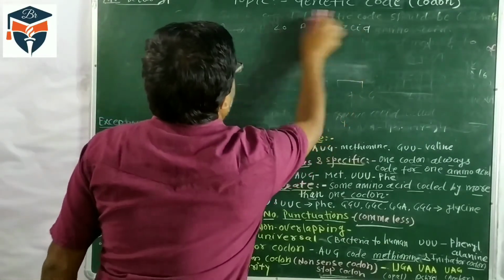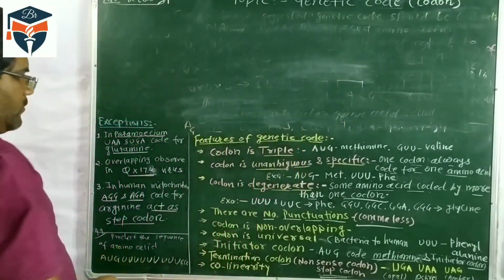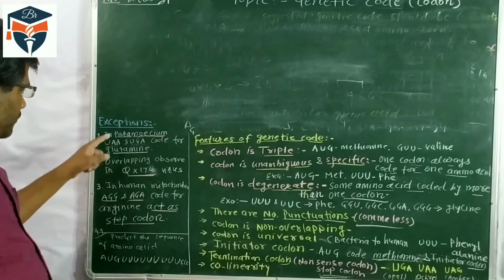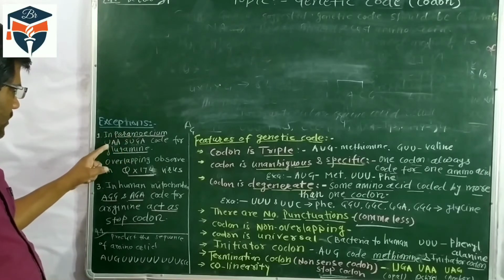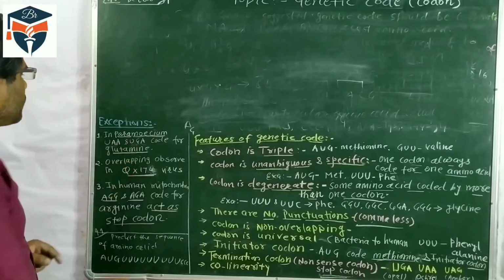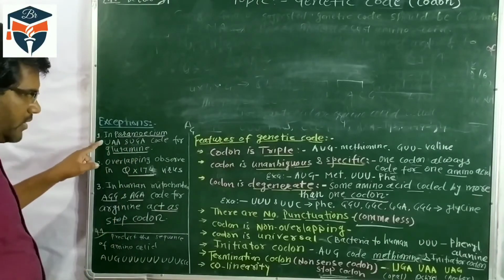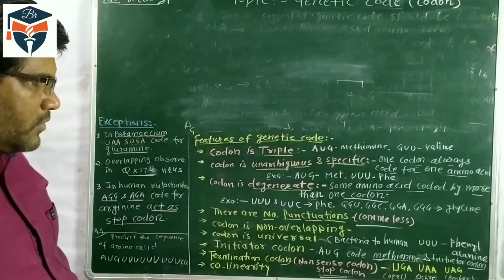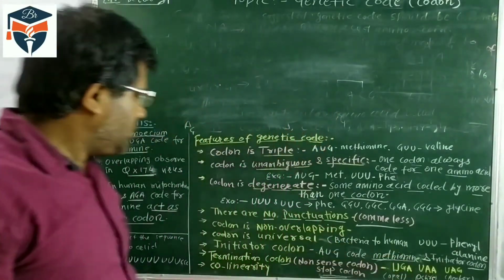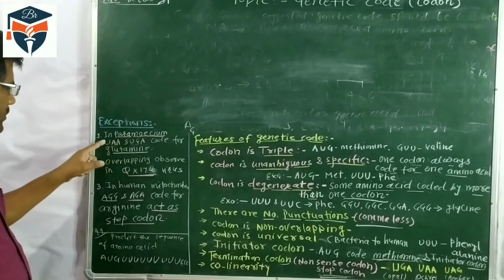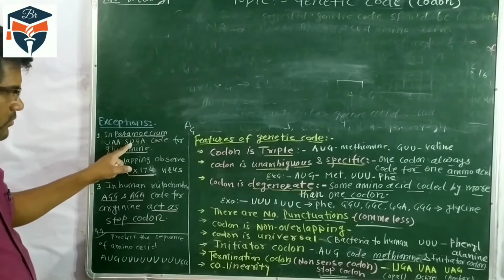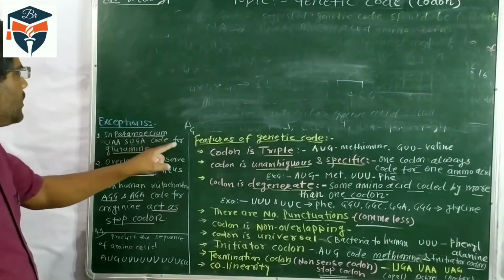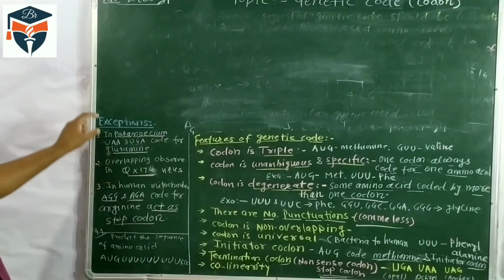Now there are some exceptions also which are not given in the NCERT book. So in brief we have to understand some exceptions of the genetic code. In Paramecium, UAA and UGA. I told you UAA is the terminal codon and does not synthesize any amino acid. But in Paramecium, UAA and UGA, both of which are terminal codons in prokaryotes, code for glutamine.